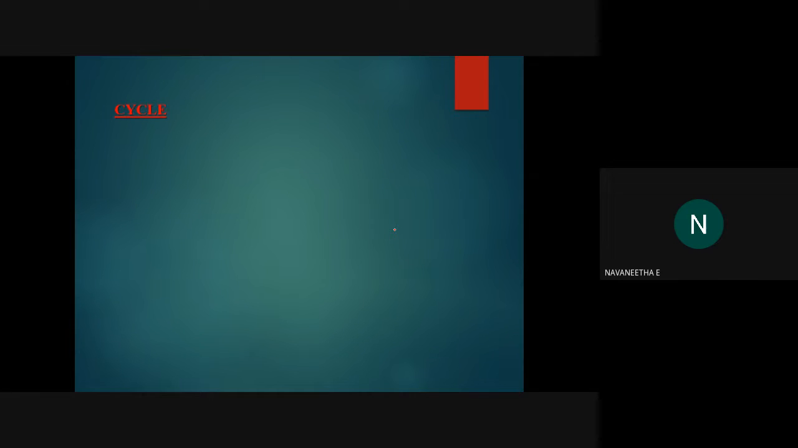It is a continuous process, but its final and initial state is same. Simply we can say that the final and initial point of the process is same. So that is called cycle. If my starting point and ending point is same, then that is called a cycle. Clear? Is it simple? Yes.